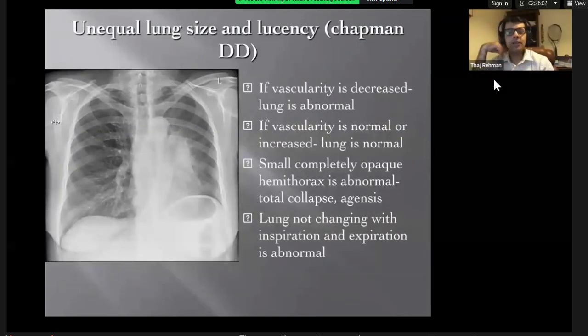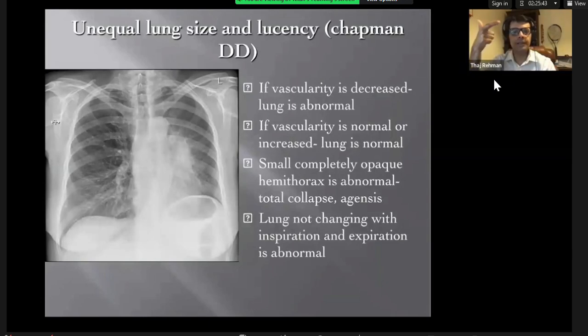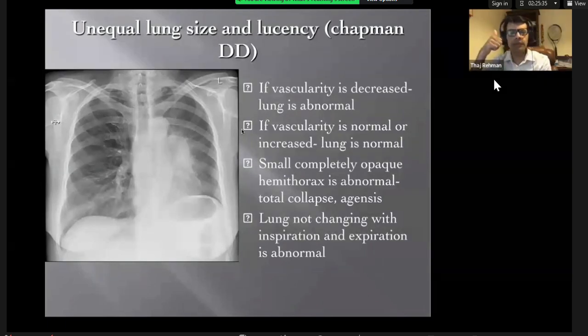Yeah. So this is Chapman, unequal lung size and lucency. So what do you do when you find that the lungs are not equal in size? Number one, the learning point is that you should train your eyes to identify the difference in size between lungs and to identify the difference in lung lucency. Once you do that, how do you proceed? This is really useful. If you know this, then you can diagnose quite a lot of things, for example a foreign body aspiration in a child. The first step is to identify the lung sizes and lucency.